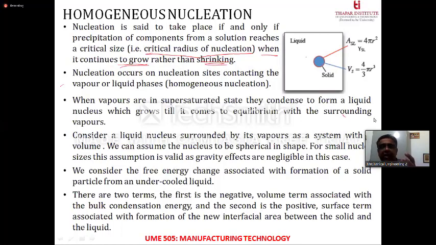As it grows bigger, the solidification front is also becoming bigger. As a result, the heat transfer is now taking place not over here only, it is also taking place over here. That is what a solidification front looks like. You have lots of nuclei working in different areas and they are creating new solidification fronts. So nucleation occurs at sites where the liquid and solid phases coexist. When the vapors are in a supersaturated state, they condense to form a liquid nucleus which grows till it comes to equilibrium with the surrounding vapors, that is, a heat balance has been established. Once the heat balance has been established, you can have the process of nucleation.